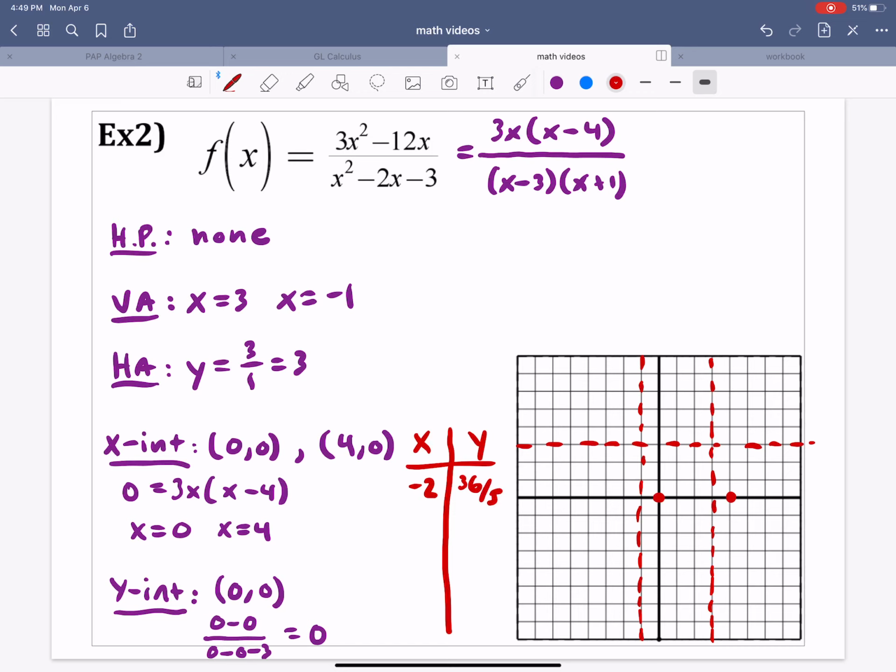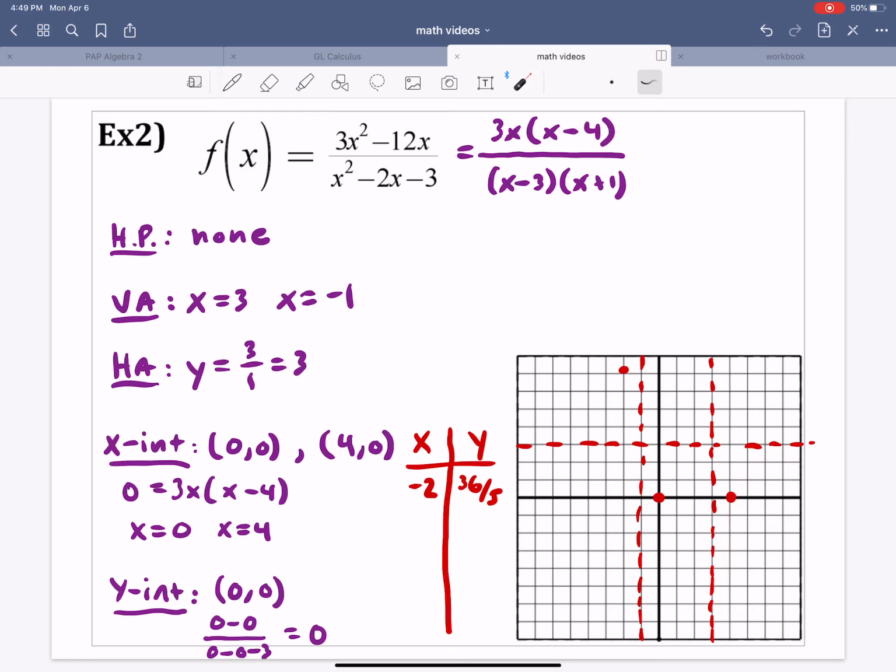Now, 36 fifths is a little bit more than 7, okay? So let's plot that point. So negative 2, and then go up to a little bit more than 7. So 1, 2, 3, 4, 5, 6, 7, just a little bit above that, okay? Now, here's what that tells me. The fact that that point is located there means the branch up here is going to look something like this, okay? Now, if the branch up here looks something like this, that means the branch over on the far right is going to look something like this, okay?